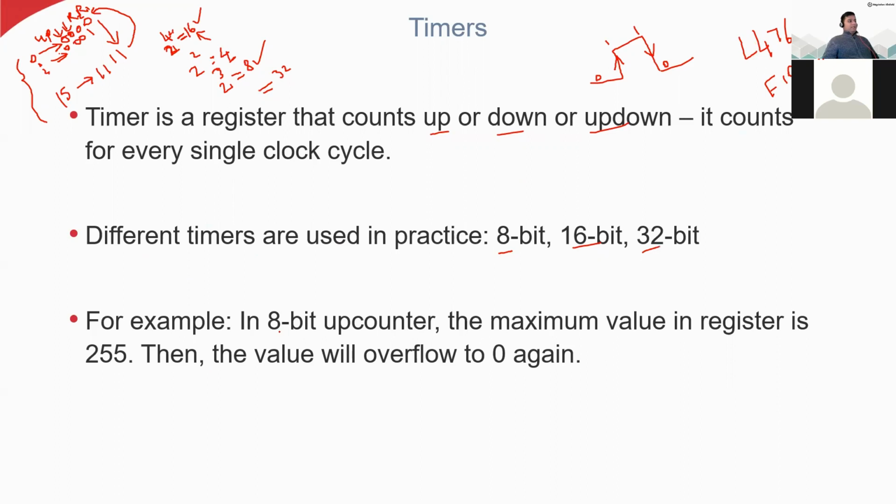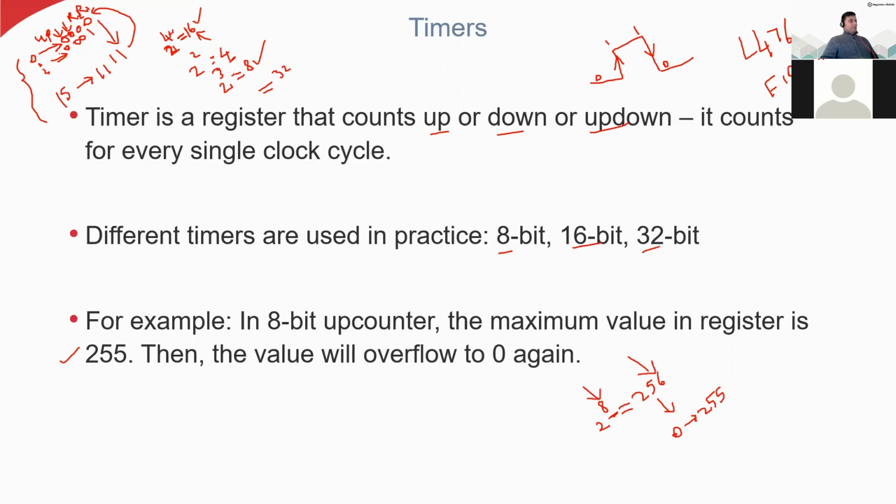Okay, so this one we had seen already in the 8-bit up counter. The maximum value in the register is 255. Because this is an 8-bit counter, 2 to the power 8 is equal to 256. But if you count from 0, then it will end at 255. So this is for the 8-bit counter. It is using 8 registers and 256 levels.